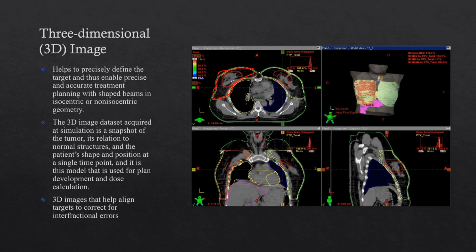It is a model that is used for plan development and dose calculation. We know that each organ has a different radiosensitivity and radioresistance, so the radiation oncologist can provide the correct dose level, or the tolerance dose, to the patient. The 3D image helps align the target to correct for interfractional errors. Interfraction motion is the change in position from one fraction to the next, which can be due to the setup of the patient too.